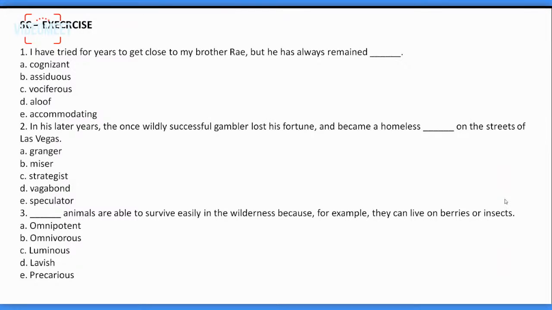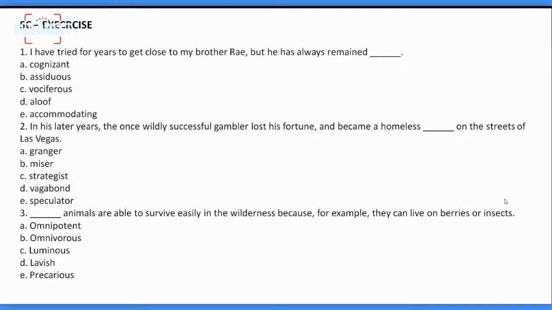And the last word is accommodating. Accommodating is somebody who is very adjusting, somebody who accommodates your needs, who adjusts to your needs. Now, again, it's a positive word, and if Ray had been accommodating, I think I shouldn't have to try for so many years to get close to him.